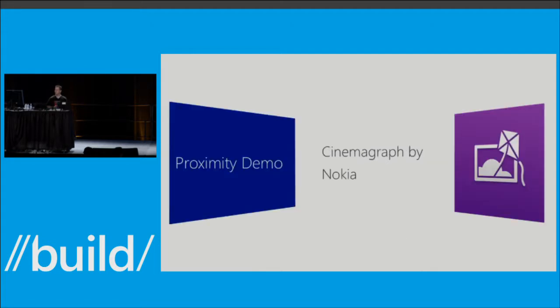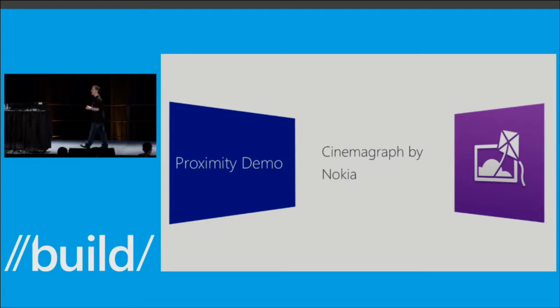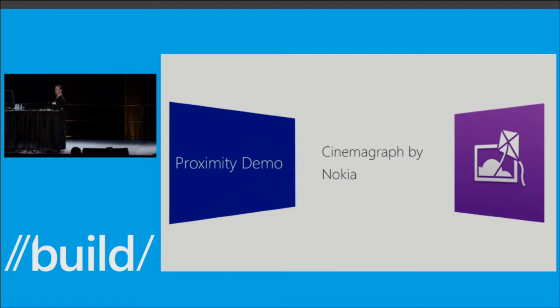So the first demo I want to do here is actually a demo of an application from Nokia, just to show you what people have done in the store with proximity. And Cinematograph is a cool app that lets you take essentially animated GIFs, and then you can share them with people and so on and so forth. So let me see if I can do this.